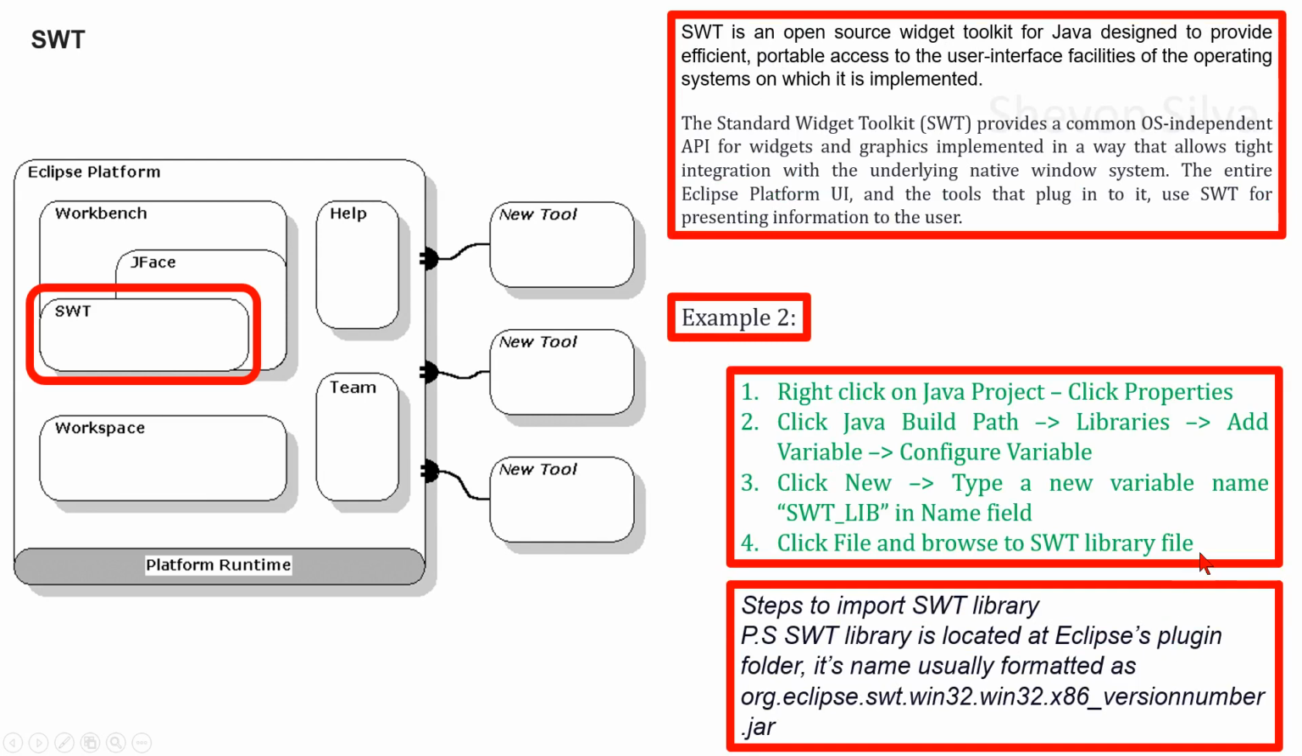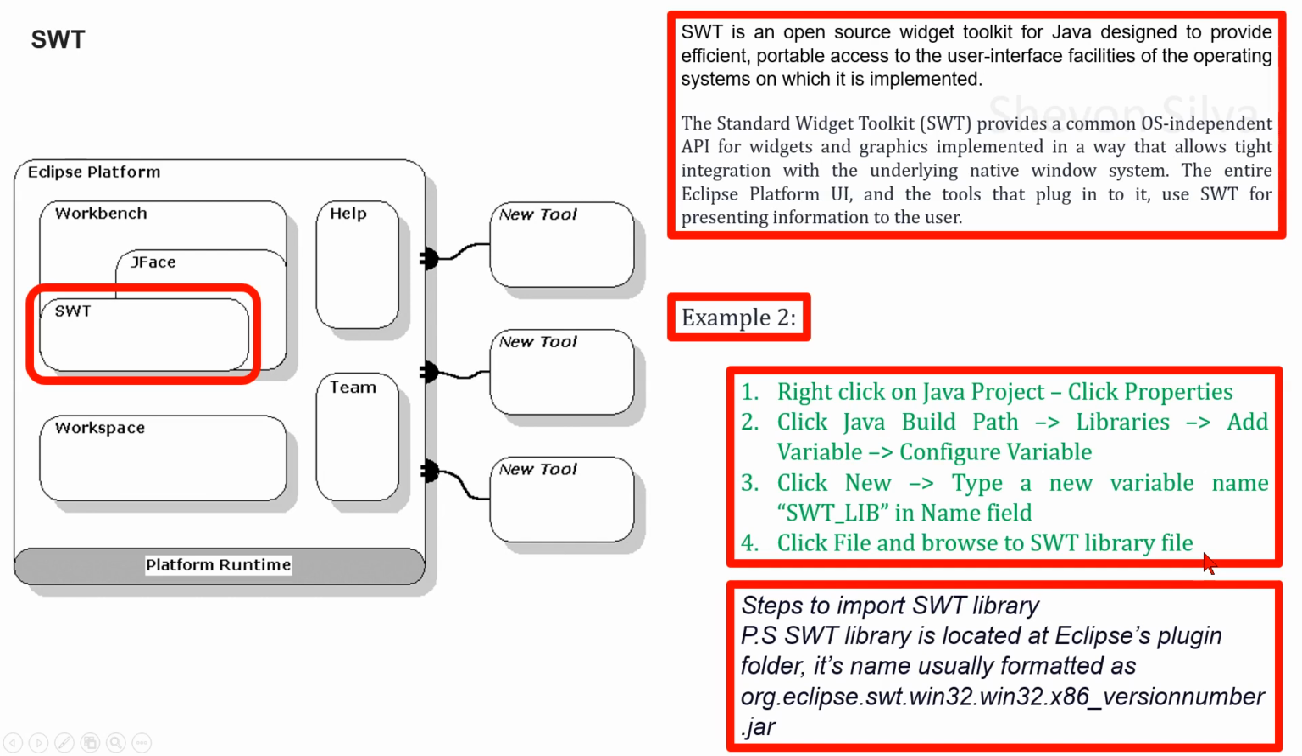As an example too, we can consider the steps to import the SWT library. Step 1: right click on the Java project, click properties. Step 2: click Java build path, then libraries, then add variable, then configure variable. Step 3: click new, then type a new variable name, SWT underscore lib, in the name field. Step 4: click file and browse to the SWT library file. PS: the SWT library is located in the Eclipse plugin folder.